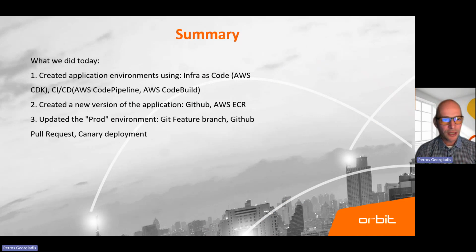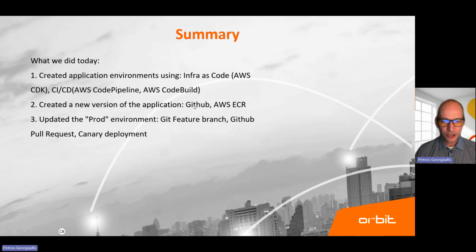What I was showing today is that the main part of this webinar was creating the application environment using infrastructure as code and a CI/CD pipeline. So these were the tools that we were using: AWS CDK, AWS CodePipeline, and AWS CodeBuild. Then the other major services I was also showing were Application Load Balancer, Elastic Container Service, Route 53, and Amazon Certificate Manager.